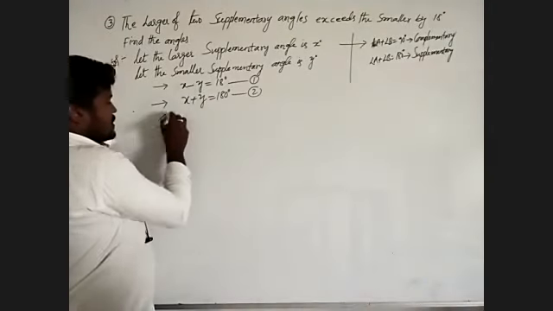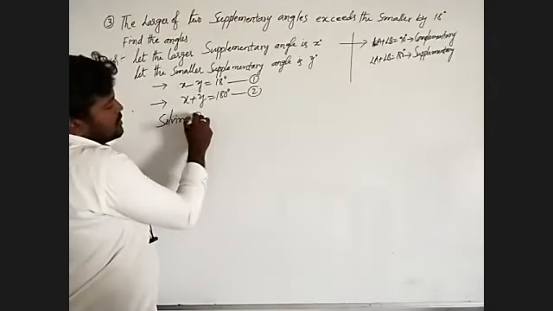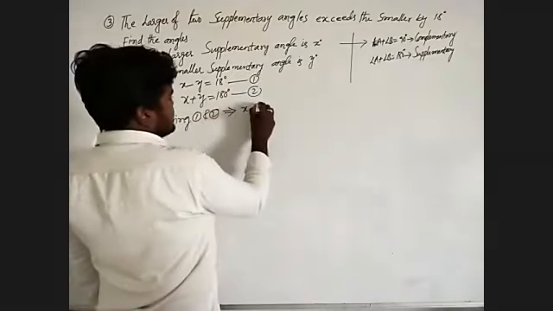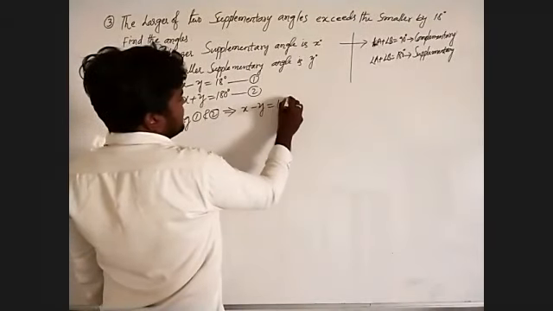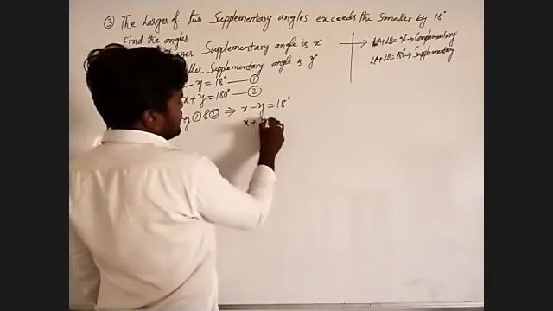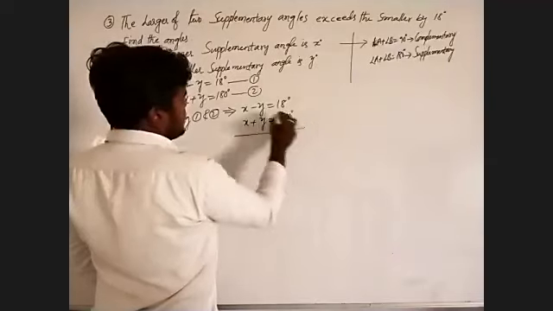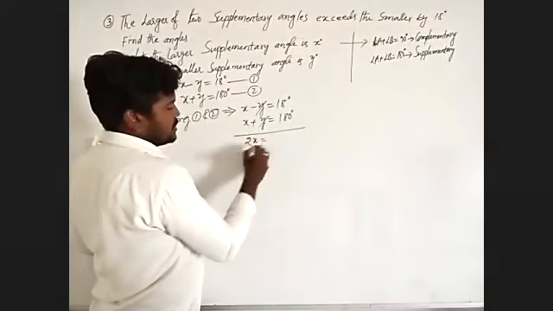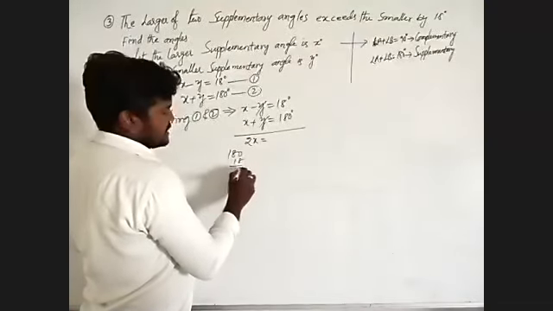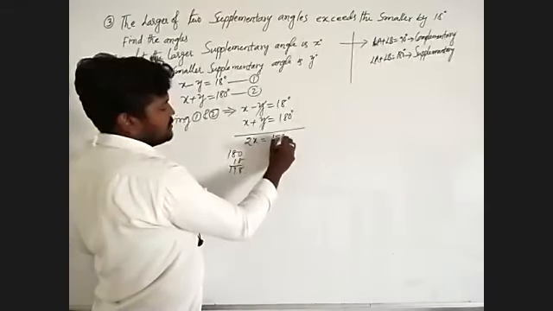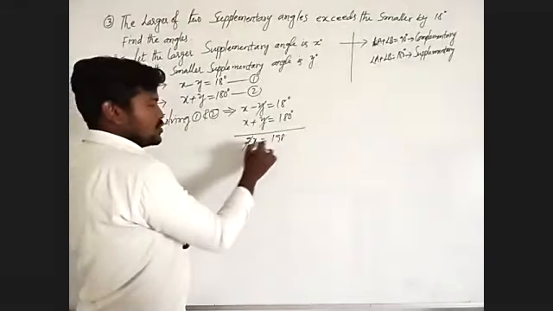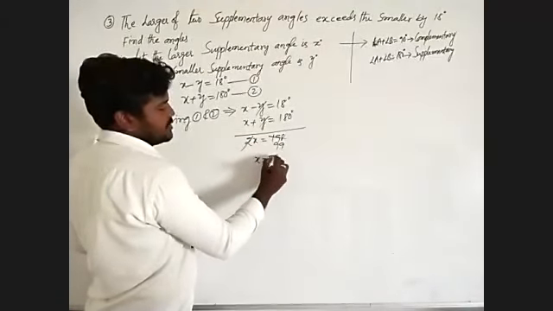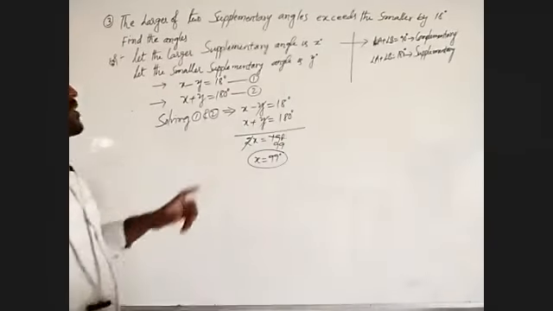After that, solving 1 and 2, where 1 is x minus y equals 18 degrees and x plus y equals 180 degrees. Here minus y and plus y will cancel. That is 2x is equal to 180 plus 18, that becomes 198. Then 2 ones are 2, 2 nines are 18, so x is equal to 99 degrees.